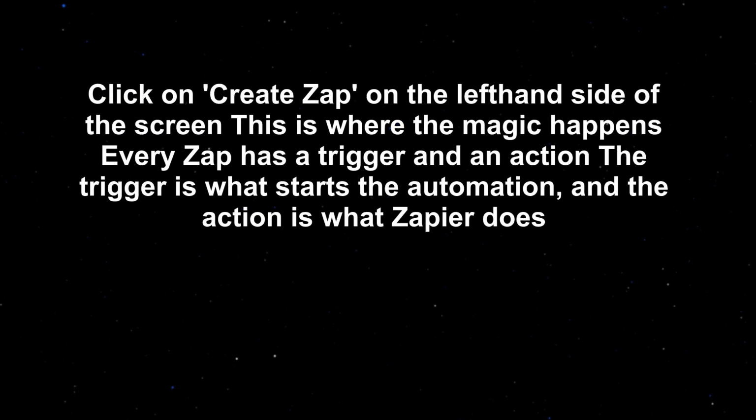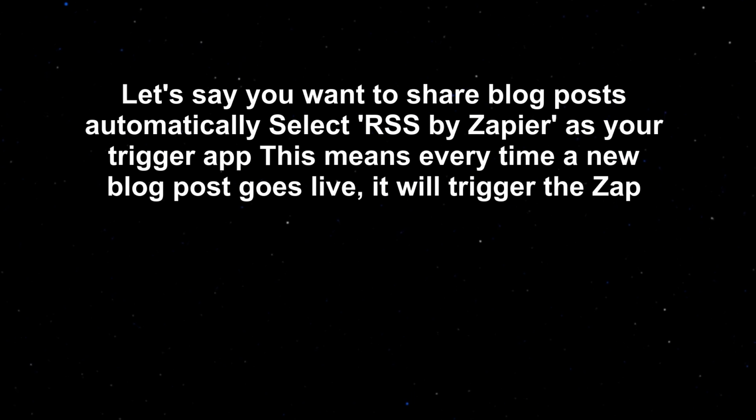Click on Create Zap on the left-hand side of the screen. This is where the magic happens. Every Zap has a trigger and an action. The trigger is what starts the automation, and the action is what Zapier does. Let's say you want to share blog posts.